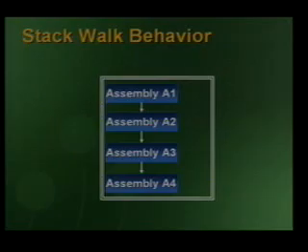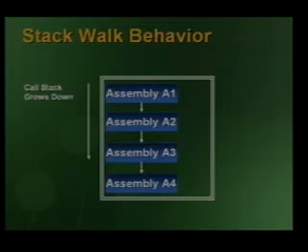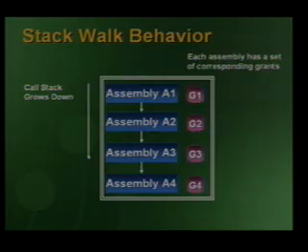So here on the screen, we have a sample application domain represented by the white box with 4 frames on the stack that come from 4 different assemblies, A1 through A4. My call stack grows down, so the method in A1 called the method in A2, called A3, called the method in A4. Associated with each of those assemblies is a set of granted permissions, and it may be different on an assembly-by-assembly basis, depending on your particular policy. Each assembly has a corresponding grant set.